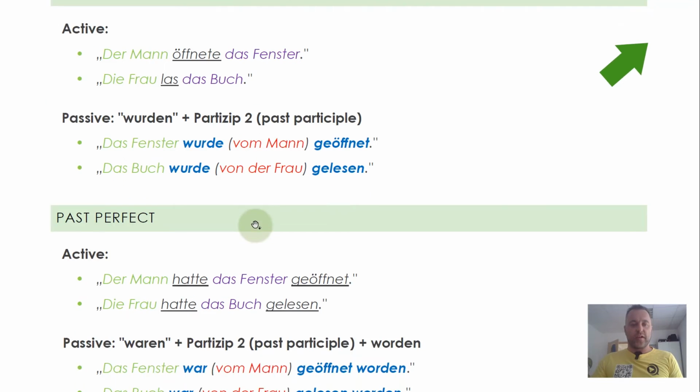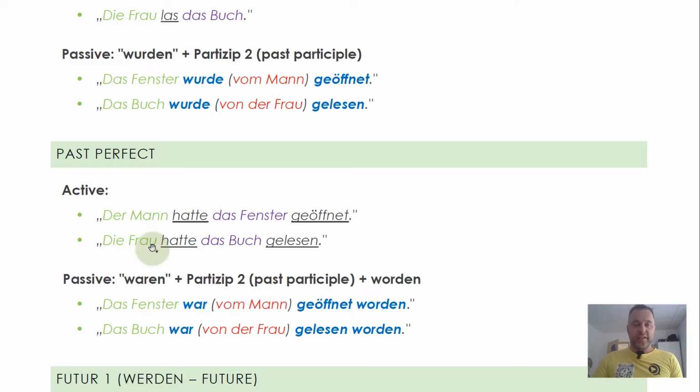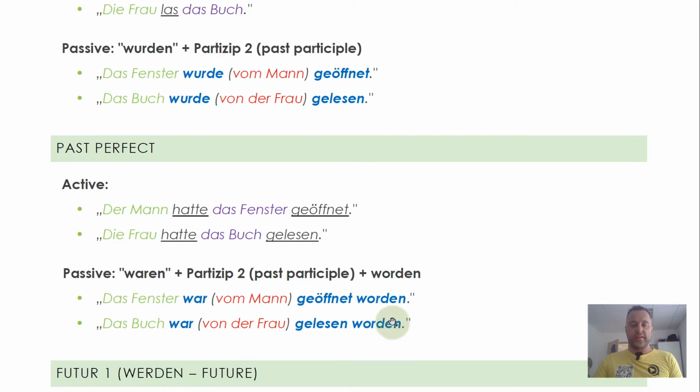So let's have a look at the past perfect. The German word for it would be Plusquamperfekt. Der Mann hatte das Fenster geöffnet. So the man had opened the window becomes das Fenster war vom Mann geöffnet worden. So the window was opened by the man. So here you'd have the same structure, just put the werden in this tense that you have to create and then use that helping word worden at the end.